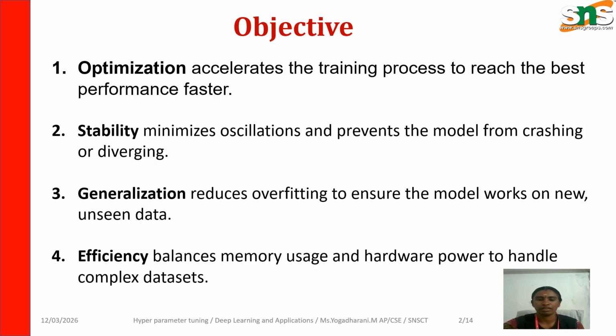This objective slide highlights the importance of hyperparameter tuning: faster training, which is nothing but optimization and stability. Stable learning means avoiding oscillations, then better generalization, and effective use of resources. Hyperparameters control learning speed and model behavior. A real world example is in mobile apps, where optimizing settings ensures smooth performance without overheating.